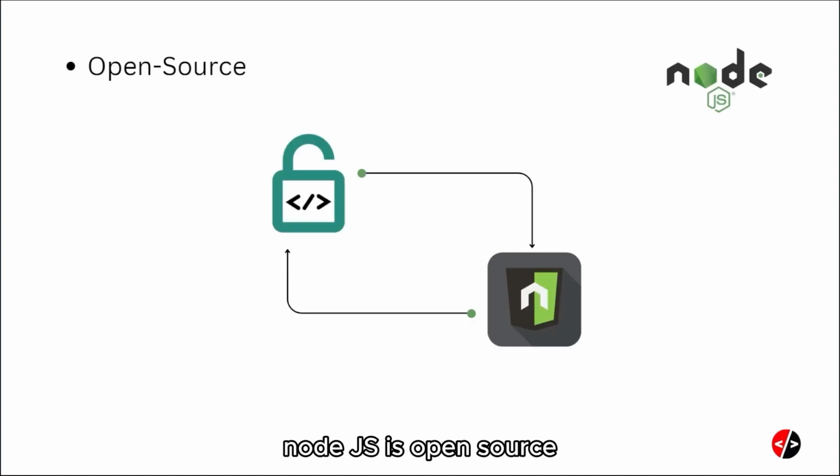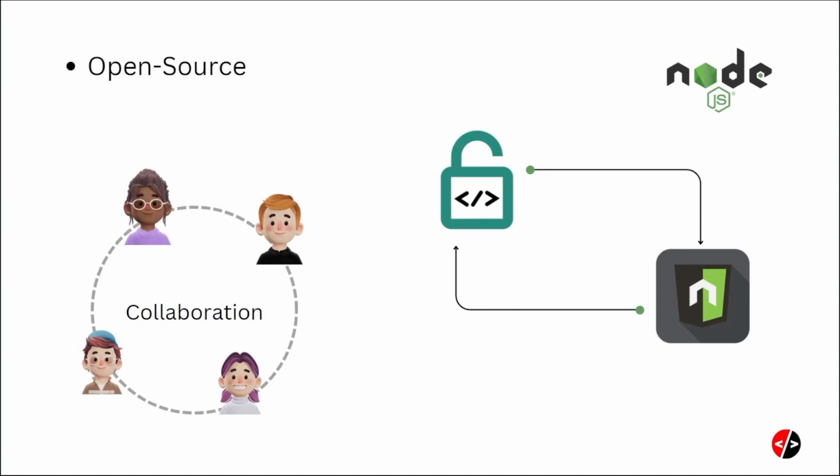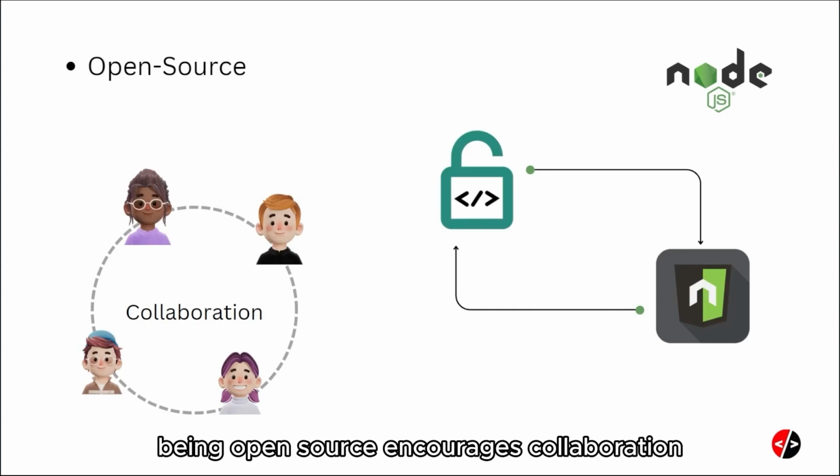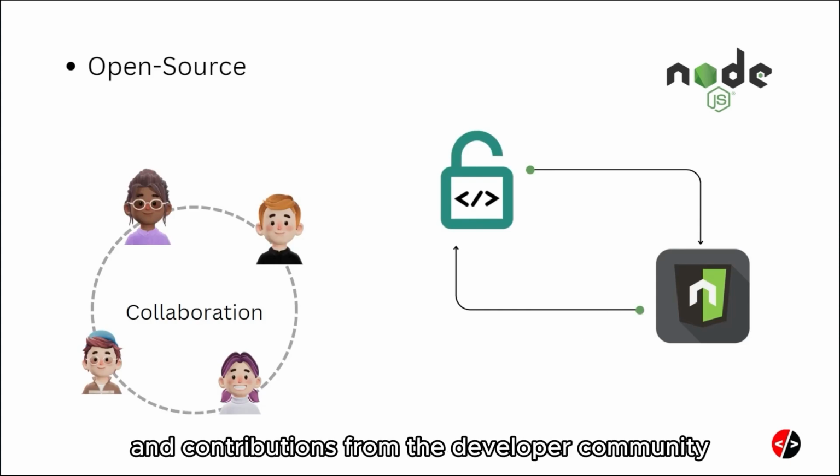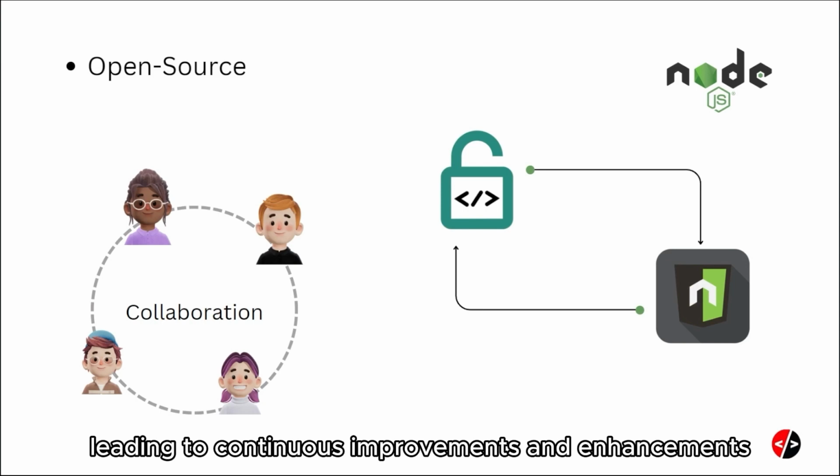Node.js is open source, meaning its source code is freely available for anyone to view, use, modify, and distribute. Being open source encourages collaboration and contributions from the developer community, leading to continuous improvements and enhancements.